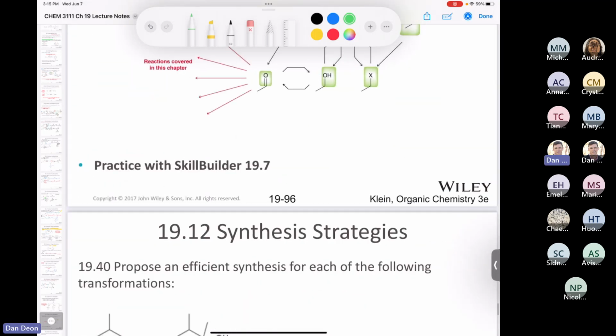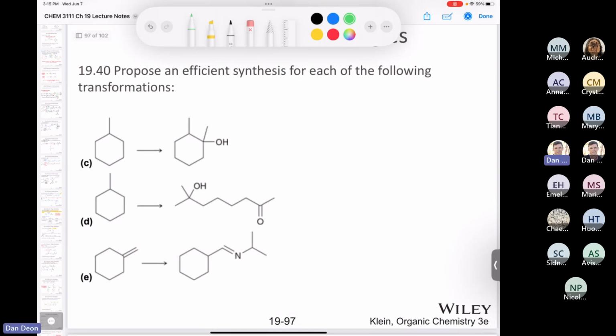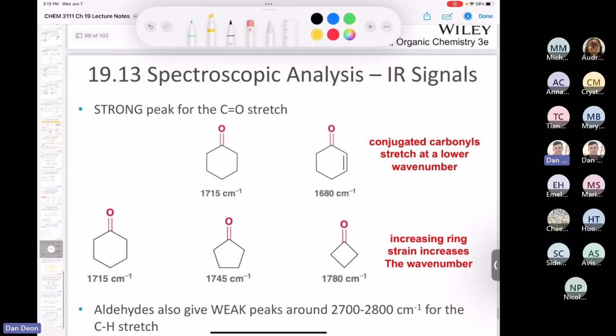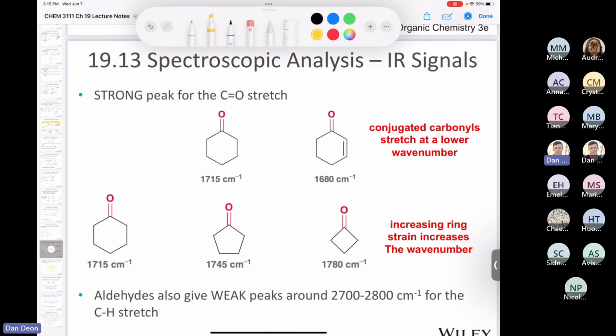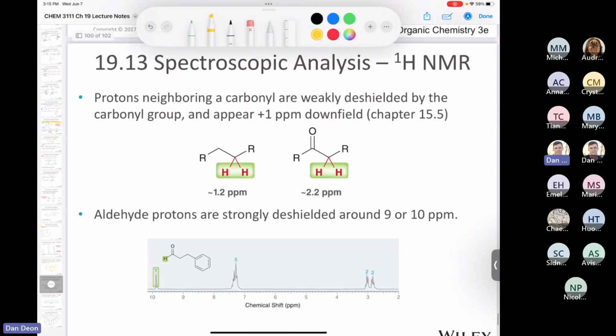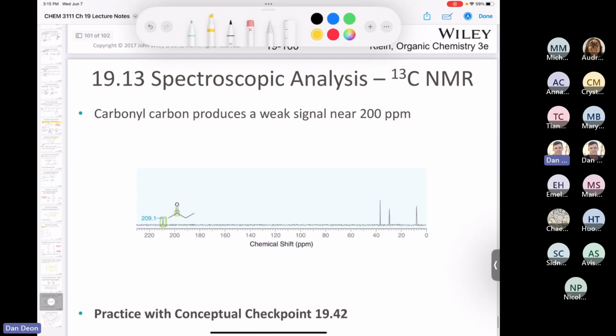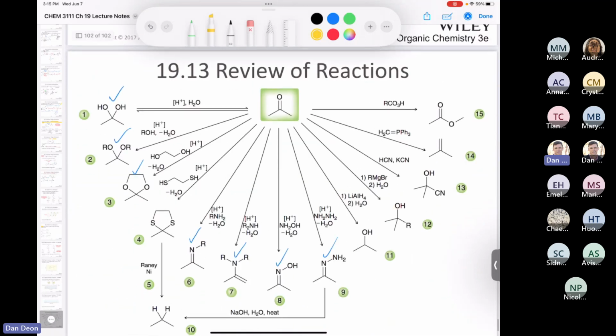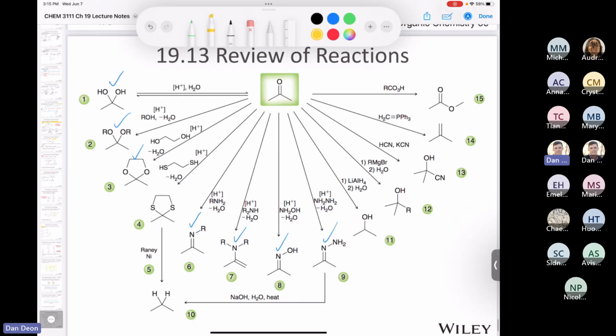So what I would like us to do then is to spend some time working on some practice problems as a group, and just bear with me. Before we tackle these practice problems, this is question 19.40. This is I think the last problem we'll maybe look at today. I wanted to show you that towards the end of the chapter, it covers a little bit about IR and a little bit about NMR of aldehydes and ketones, and a little bit about carbon NMR. Anyhow, I just want to show you that we've covered every single thing on here.